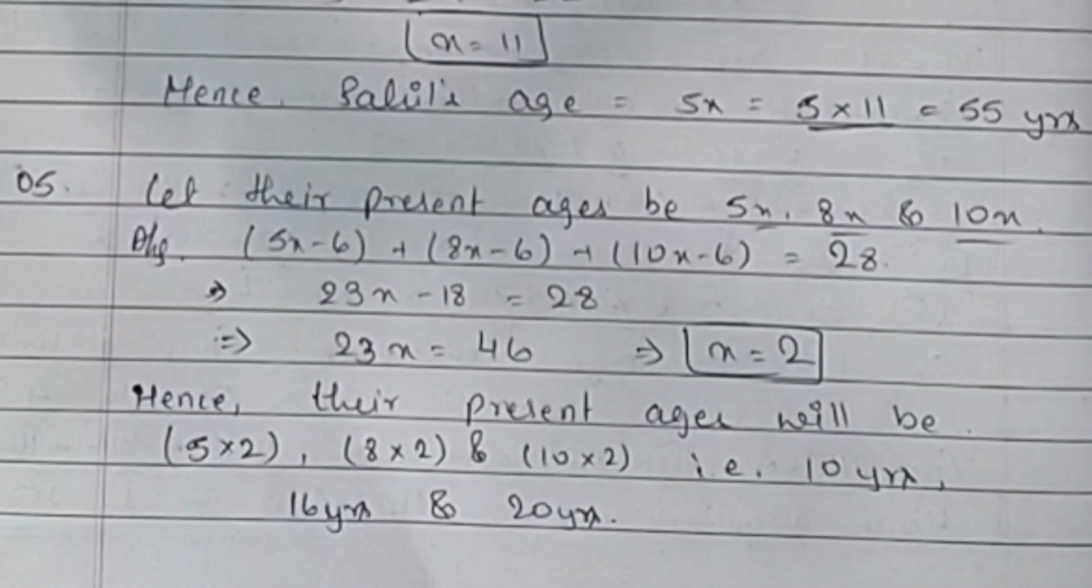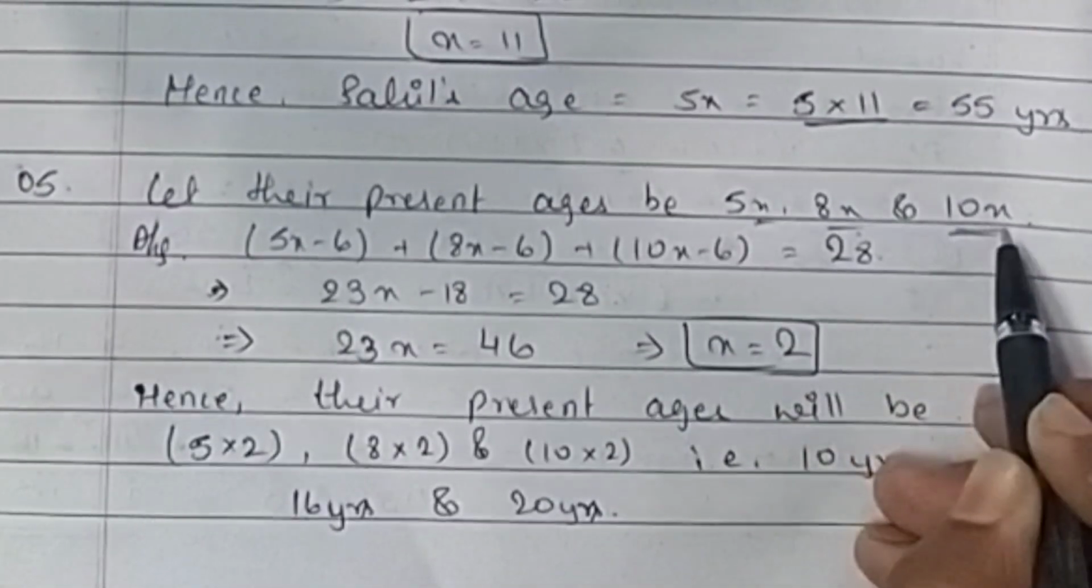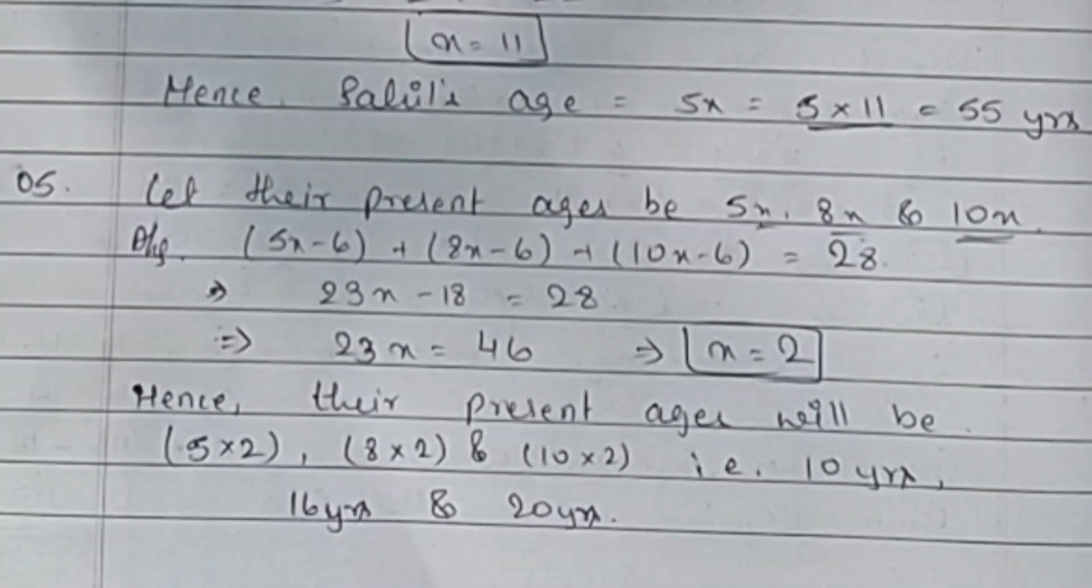The question is discussing the time 6 years ago. If we have assumed their present ages to be 5x, 8x and 10x, we have to subtract 6 years from their present ages to match the condition. So we subtract 6 years from the ages of these 3 girls, add them and equate it to 28 according to the question.